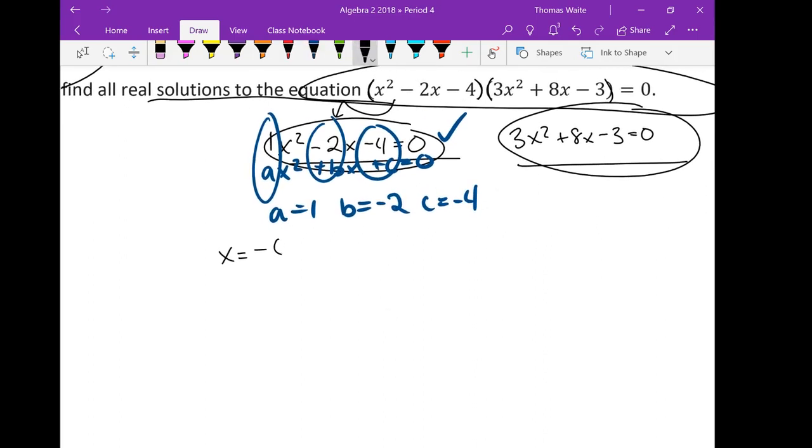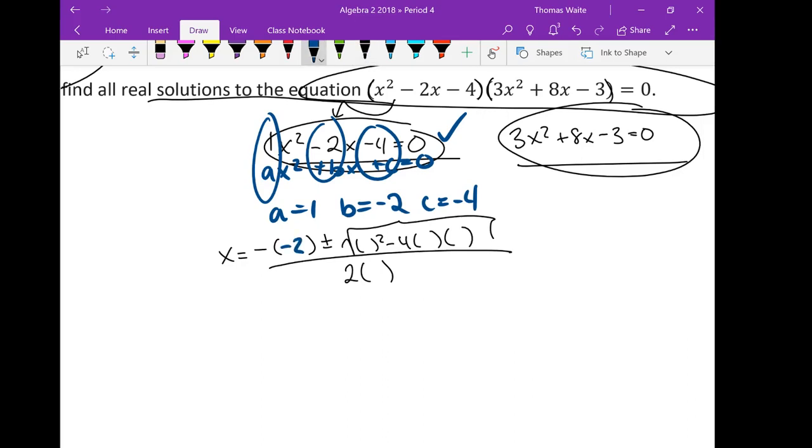And now I know this, -b plus or minus the square root of b squared minus 4 times a times c, all over 2a. As we practice with it, you should get used to using it and not need to reference it, but if you do, it's on your notes. Now I'll plug in the pieces. We got a -2 there, -2 there. A is 1, c is -4, and it's all over 2a.